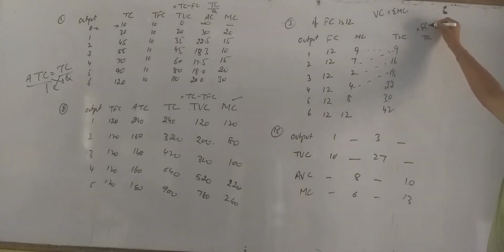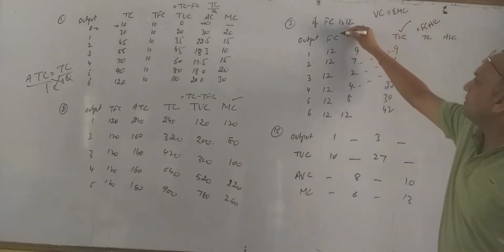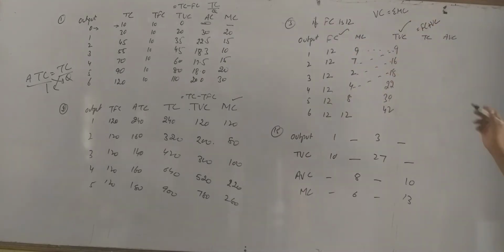Now TC. How to calculate TC, my dear? Just as I told in the previous sum, fixed cost plus variable cost. This is variable cost, this is fixed cost, addition. And how to calculate AVC? Average variable cost, TVC upon quantity. The sums are easy. I think you are able to understand.